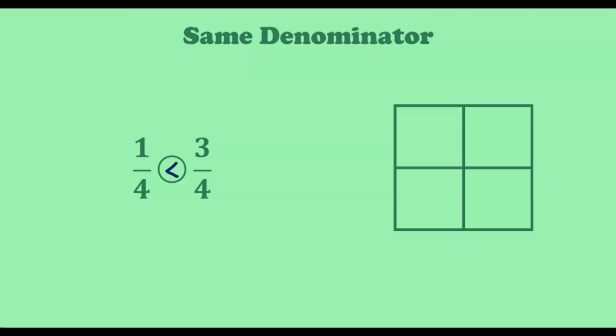So if we have the same denominator, we just compare the numerators. In this case, we have 1 over here and 3 over here. Now 1 is less than 3, so when we shade just one part, that is obviously going to be less than what we obtain when we shade a total of 3 parts. And because of that, 1 divided by 4 is less than 3 divided by 4.